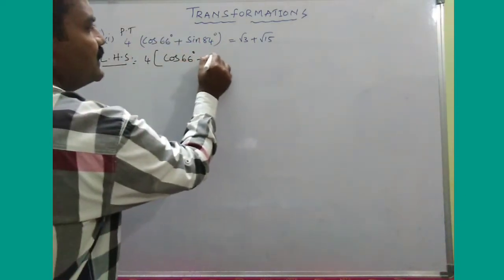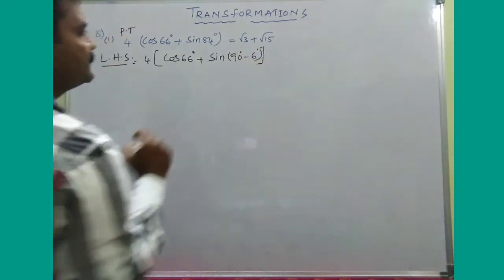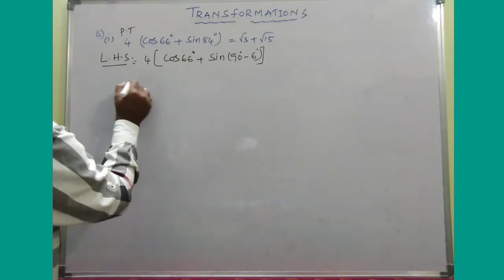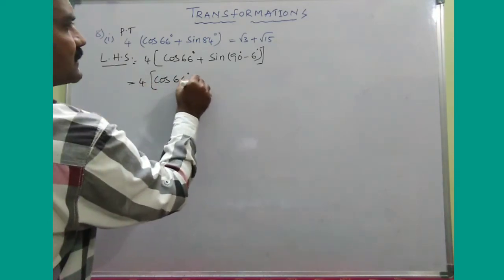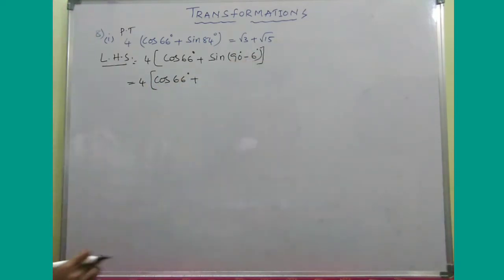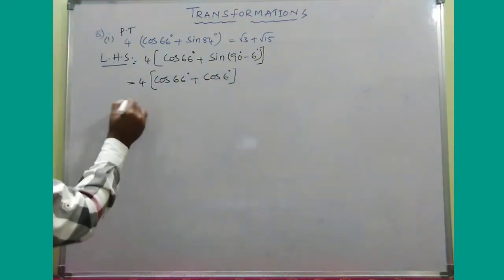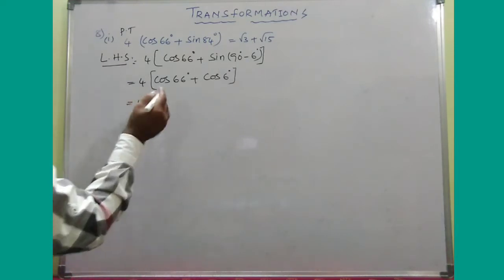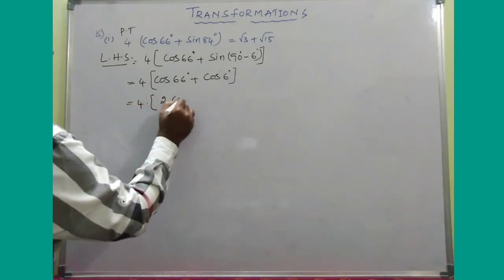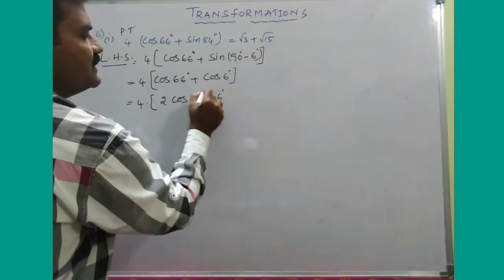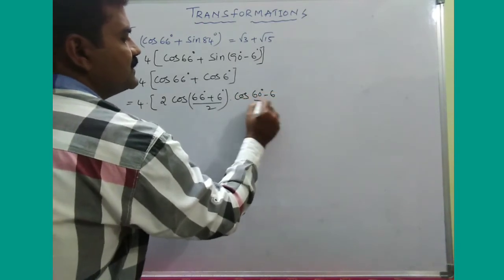So that's why do one thing, sine of 84, can I write it as 90 minus 6 degrees? Isn't it? So furthermore this we can write as 4 into cos 66 degrees plus, and because of 90 minus theta, first quadrant, all are positive and sine changes into cos 6 degrees. Now you see this is clearly in terms of cos C plus cos D. Hence I can write it as 2 into cos of C plus D by 2 into cos of C minus D by 2.